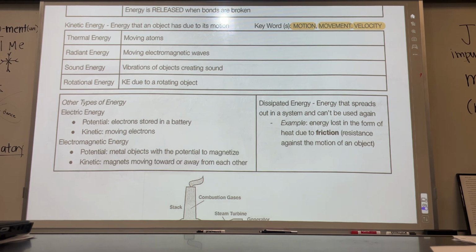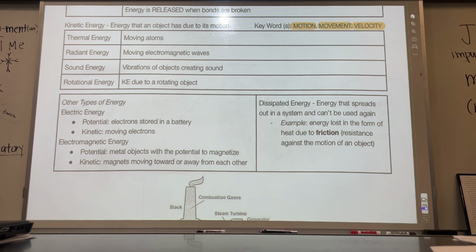And then finally, energy can also be dissipated. This is just the form of energy that is lost and can no longer be used. Most often, this would be in the form of heat or thermal energy being lost because of friction. And again, friction is when there's two objects and their surfaces are in contact, and there's resistance to an object's motion, and that causes friction to exist.